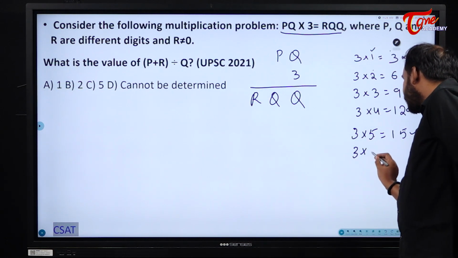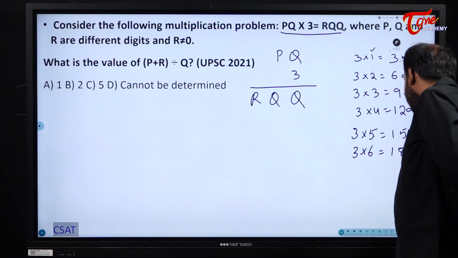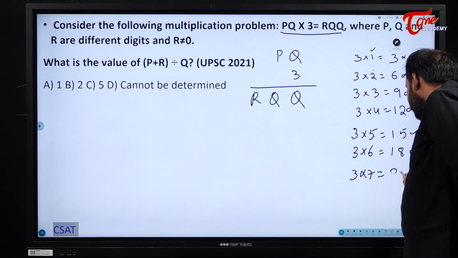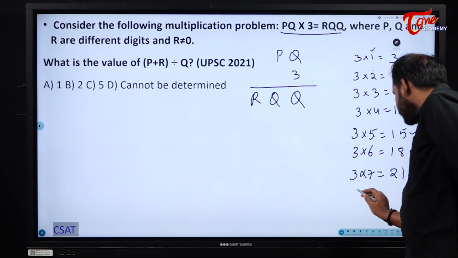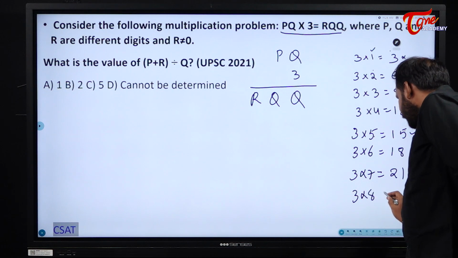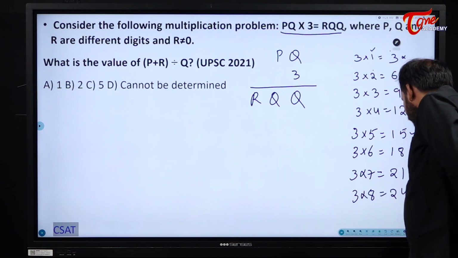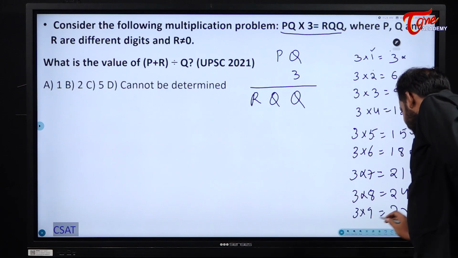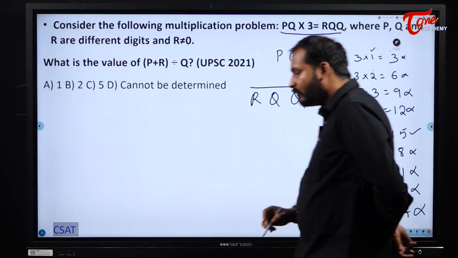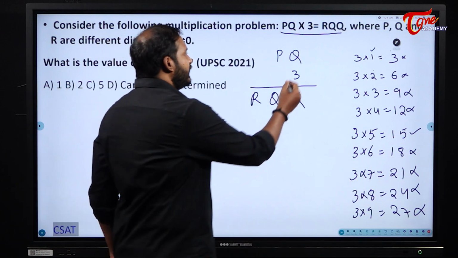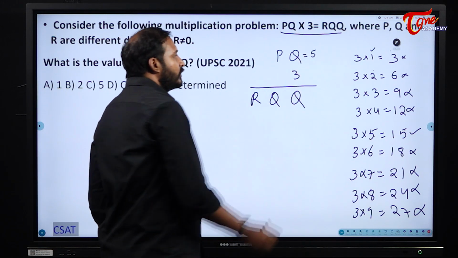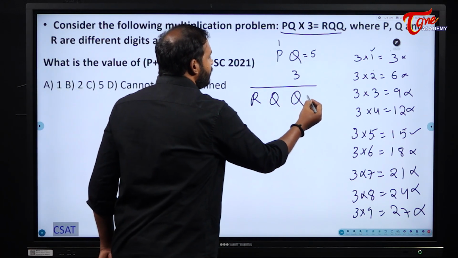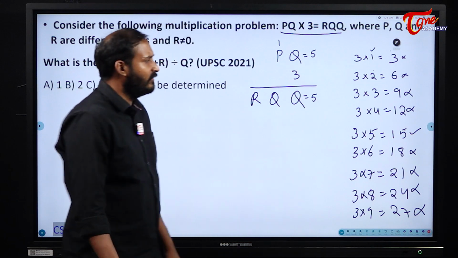3 into 6, what does it become? 18. 6 and 8, no choice. 3 into 7, 21. 7 and 1, no chance. Next 3 into 8, 24. 8 and 4, no chance. 3 into 9, 27. 7 and 9, no chance. So the only chance for us here is definitely that the Q value should be 5. So 3 fives are 15. 1 will go as carry and I will have 5 here.